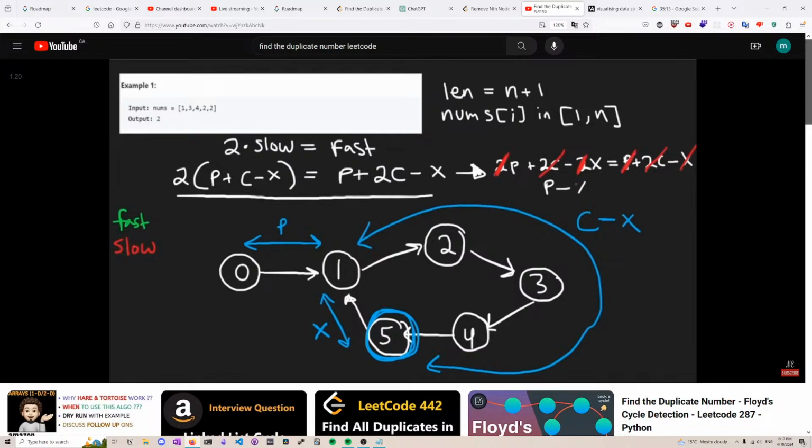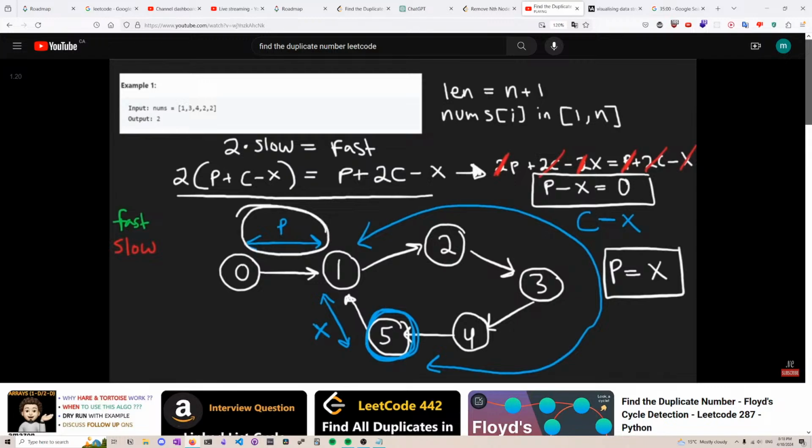So we get p minus x is equal to, notice how we crossed out everything on the right side. So we got p minus x is equal to 0. When we rearrange that, we get p is equal to 0. What did we just prove? We just proved that the pre-portion of the cycle is always equal to this, right?